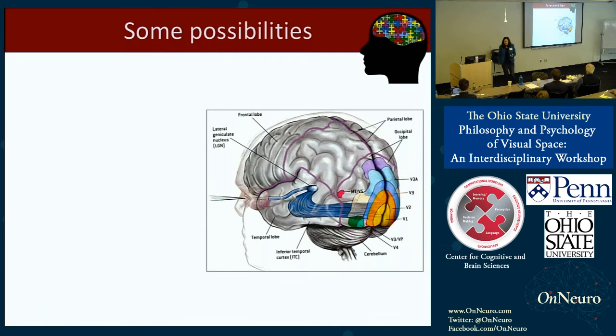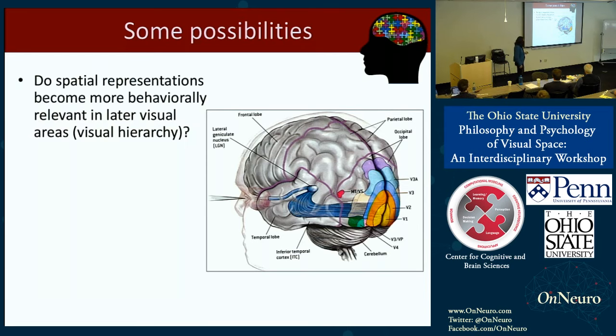So here are some possibilities for how we might go from that low-level basic retinotopic information, 2D information, to something more behaviorally relevant, in the case of today, going from two-dimensional representations into something that is a bit more depth-sensitive. One possibility is that spatial representations become more behaviorally relevant as you move to the later areas of the hierarchy. So maybe we start off with these flat, basic 2D representations, and maybe we get increasingly more behaviorally relevant or three-dimensional representations later on in the visual hierarchy.